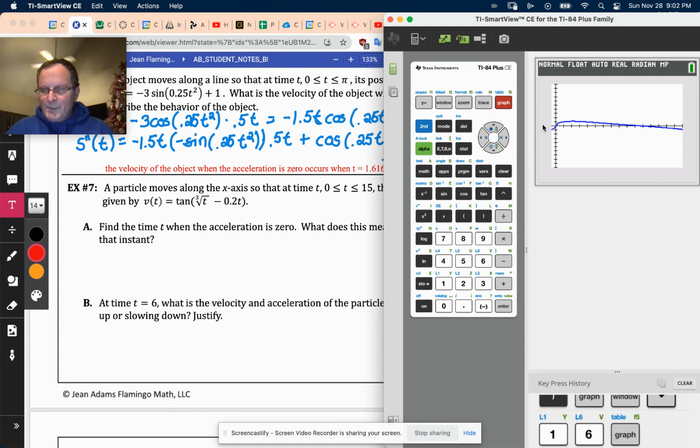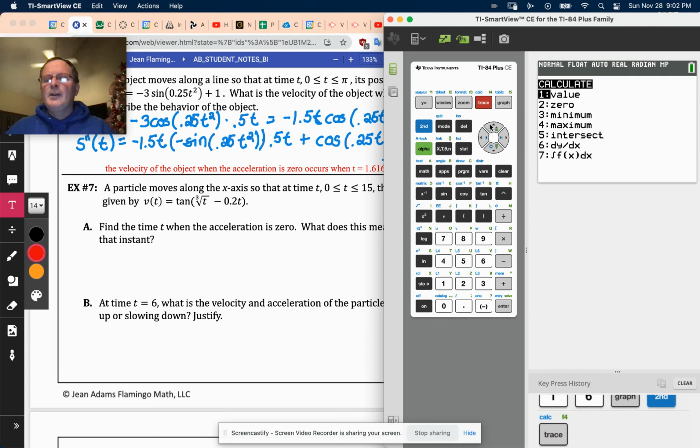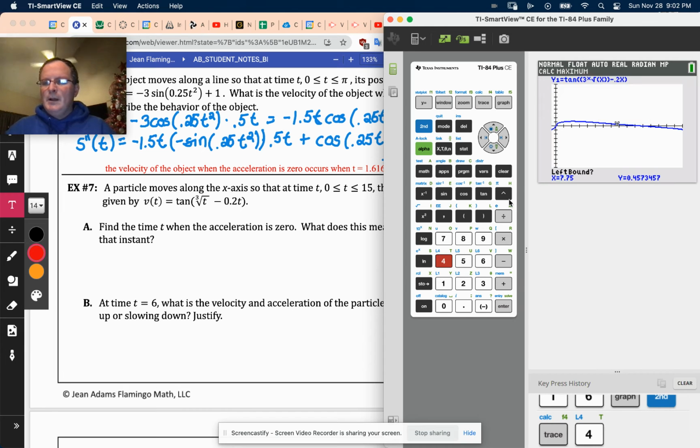That's when I want the slope to be 0. Well, the slope will be 0 whenever this thing has a maximum. It looks like there's not a minimum as I go through here, so it must be happening in there. All right, so here we go. So let's go second, calculate a maximum. Let's go from 0 and I guess to 15. All right, and then find it, and there it is.